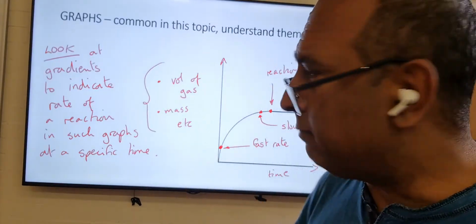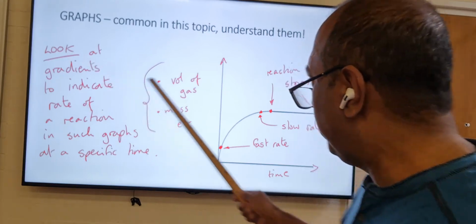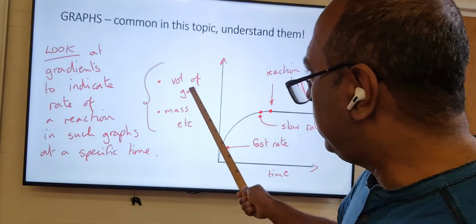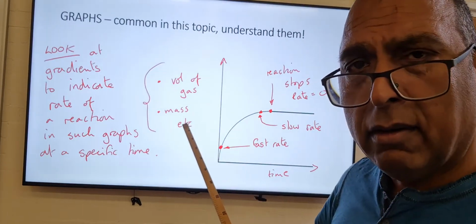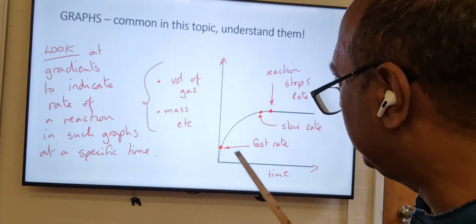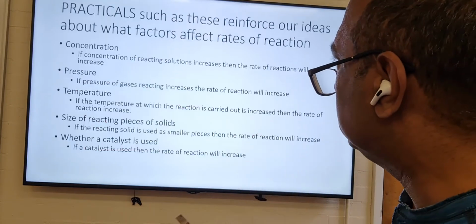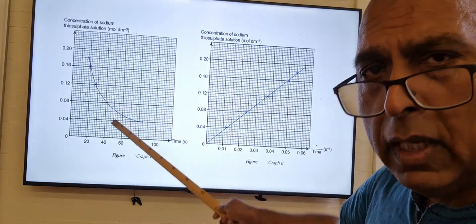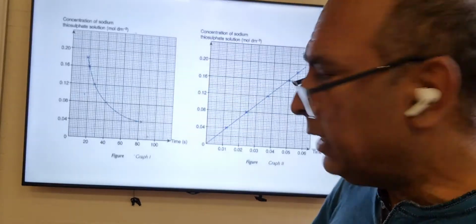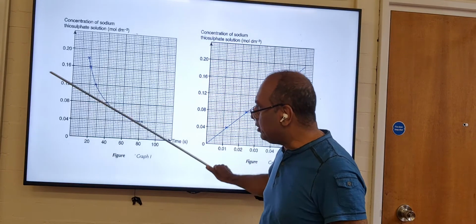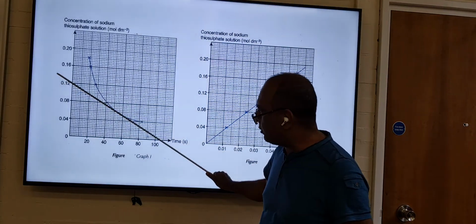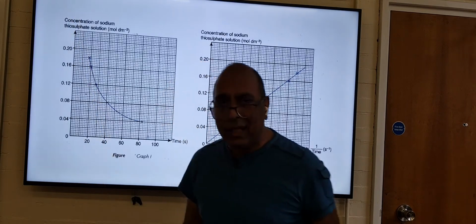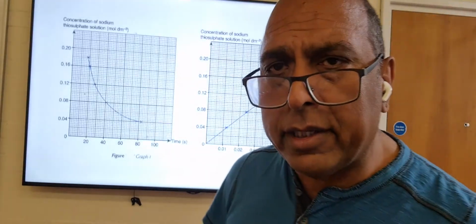And you have to understand them. The main thing I want you to look at is, if we've got a curve, and say you're looking at volume of gas or mass of the apparatus or mass loss, you'll get a curve. Look, like that. That's a curve. If you get a curve, then it's the steepness or the gradient. At any point, the gradient will tell you what the rate of reaction is.